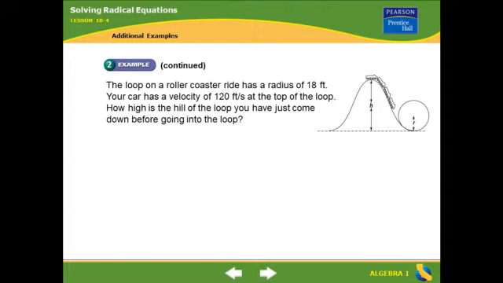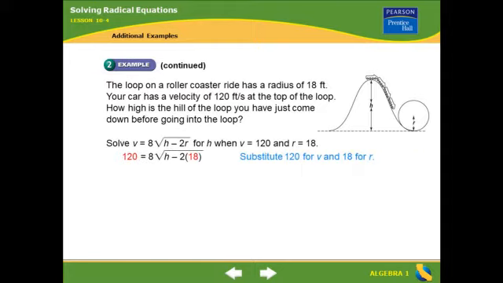And we are given already the formula for the velocity of the car, that is V equals 8 times the square root of h minus 2r, wherein h is actually the missing, that is the height of the hill. We are given the velocity of the car, that is 120 feet per second, and the radius of the loop, that is 18. So you are asked to find how high is the hill. So simply replace that into the given formula.